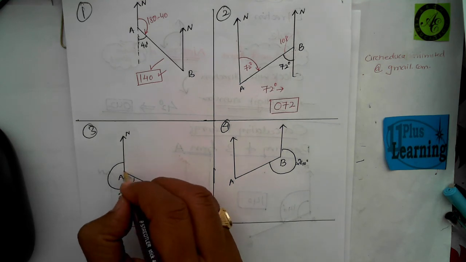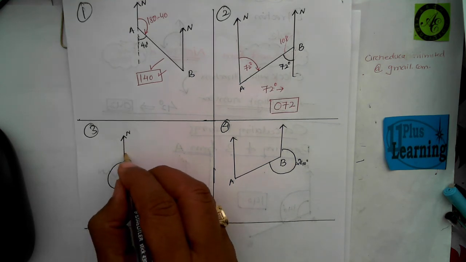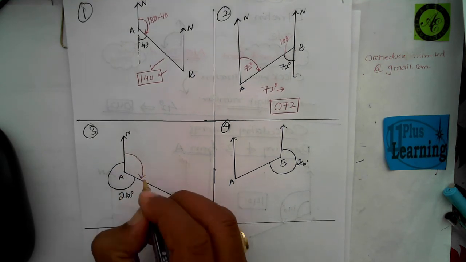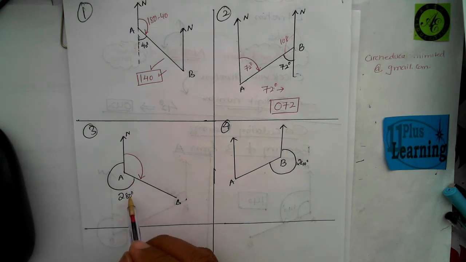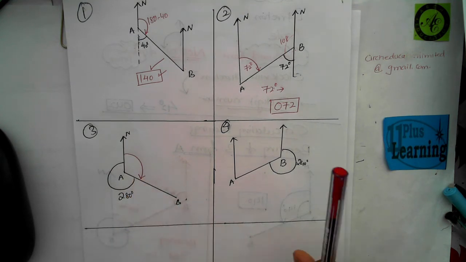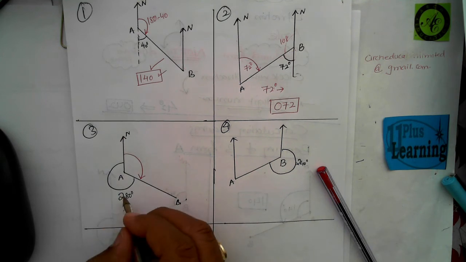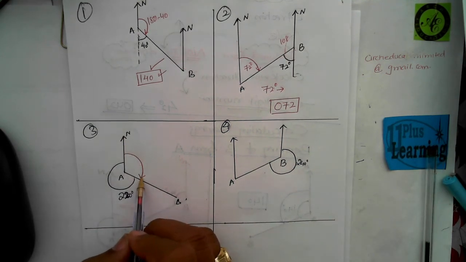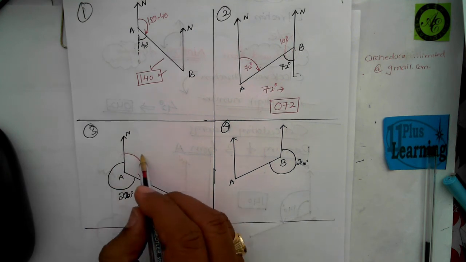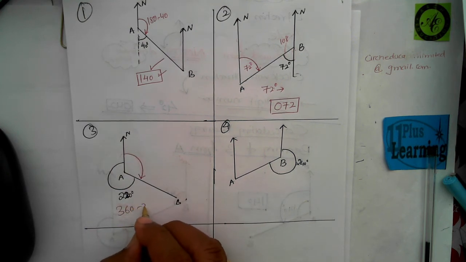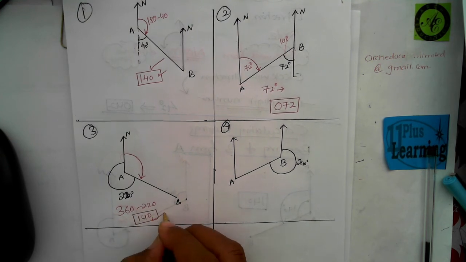Moving on, question number 3, the bearing of point B from A. Do we have a north at A? Yes, we do. So this is the angle we need to measure, and let's say this is 220 degrees. I just got this slightly wrong. Okay, 220. So this angle, which is an obtuse angle, will be 360 take away 220. So this is 140 degrees. 3 digits? Yes, correct.